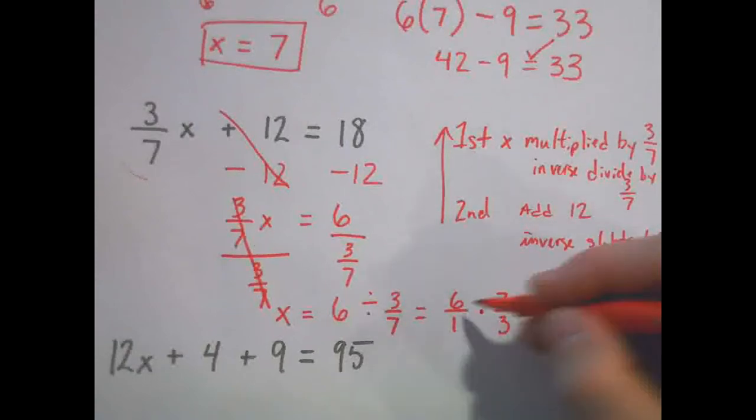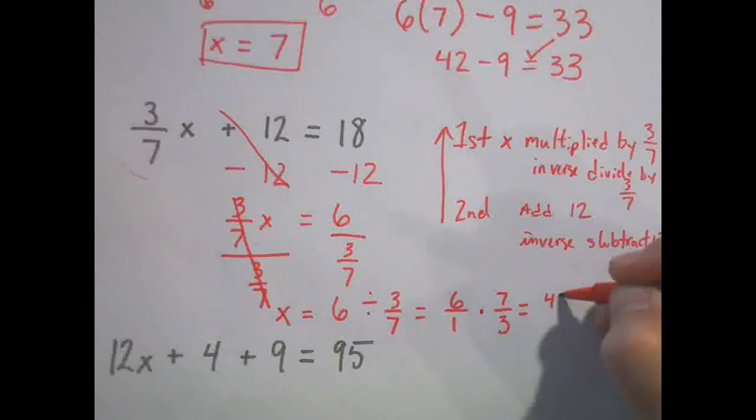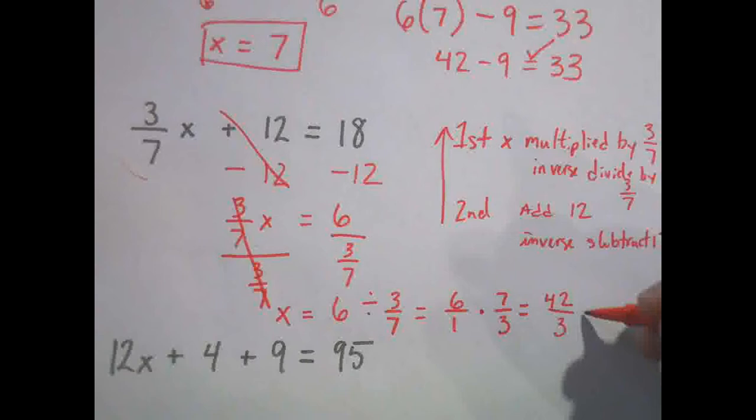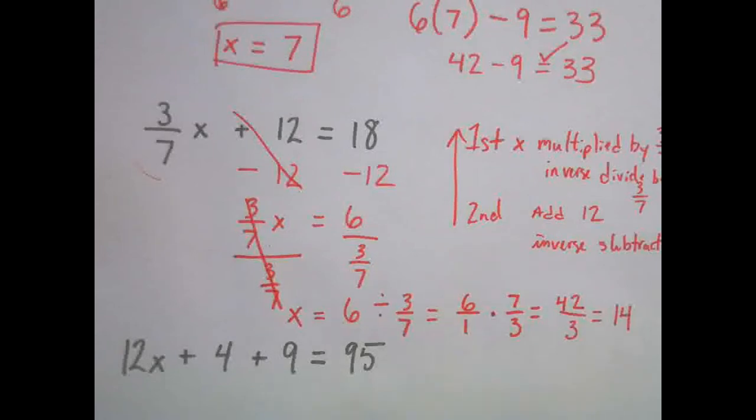I multiply across, because that's what I do when I multiply fractions. 6 times 7 is 42. 1 times 3 is 3. This simplifies, 42 divided by 3 is 14. Now, I know I'm correct because I'm going to prove it.